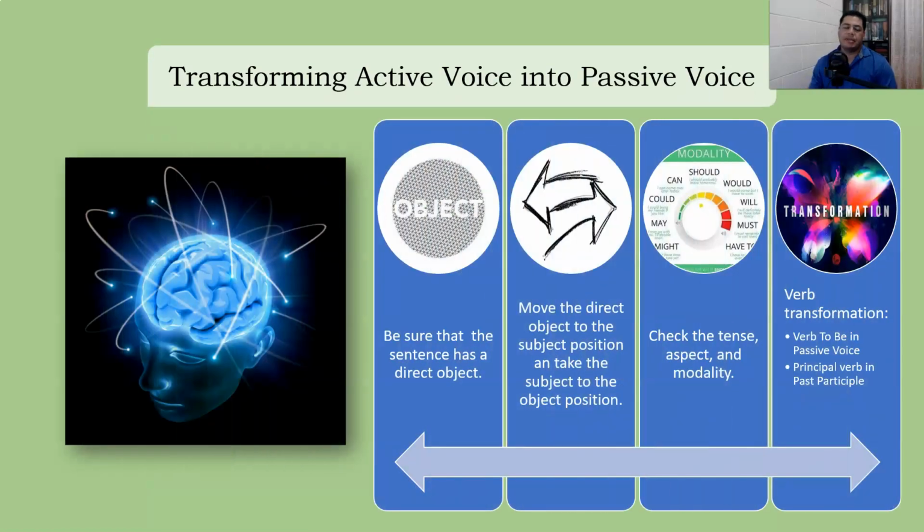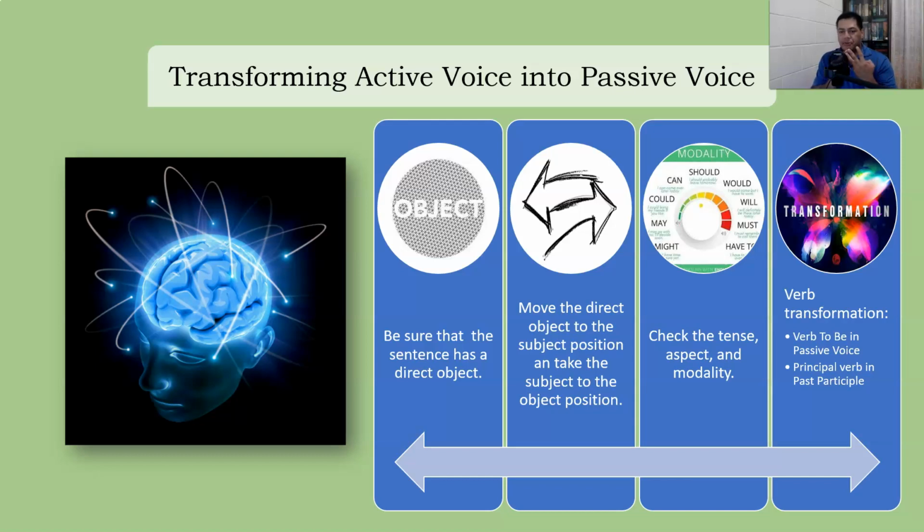So guys, as I was telling you, in order to transform a sentence from active voice to passive voice, we need to pay attention to 4 different aspects. First, you need to have a direct object, okay? Second, you're going to move the direct object to the subject position, and the subject may move to the predicate, or you may omit it. We will talk about omitting the subject in some minutes.